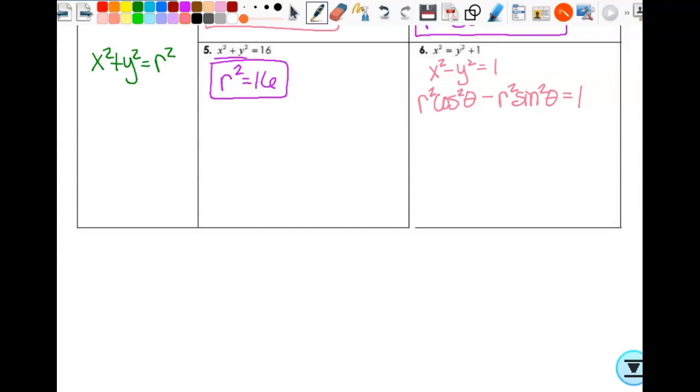Factor out the r squared. Very good. So I'm going to factor out the r squared. That leaves me with cosine squared theta minus sine squared theta, and that equals 1. Now I know that cosine squared plus sine squared gives me 1, but we're not adding there. Does cosine squared minus sine squared give me anything? Cosine 2 theta. Very good. So I get r squared times cosine 2 theta. So if you can look down at those double angles and see where she found that.